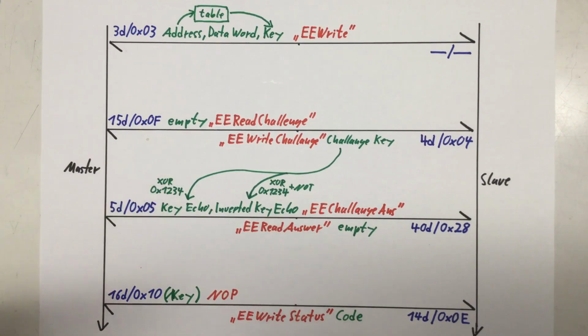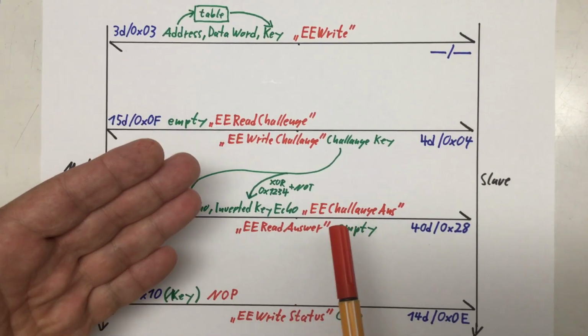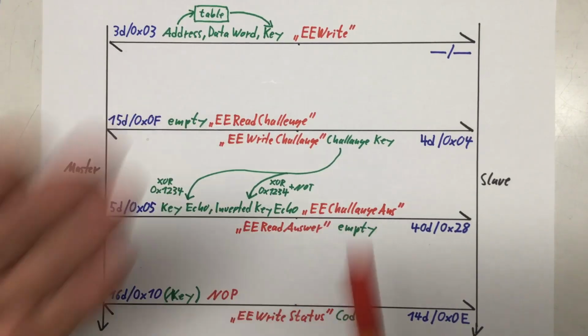In the fourth and last SPI transaction, our master simply sends a NOP message over to the slave, hexadecimal 10. Yeah, we already know that. It contains a key, but it really doesn't matter. What's important is we get in that SPI transaction back from the slave an EEWrite status message, hexadecimal E, which contains a status code that tells us if our whole write operation was successful or not.